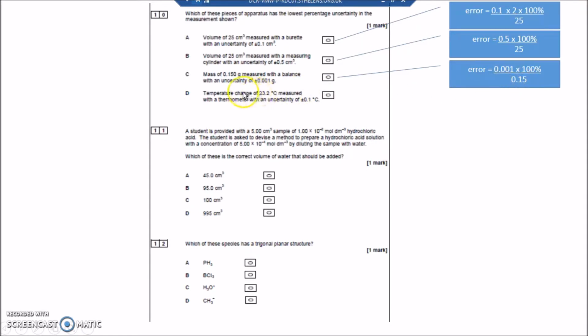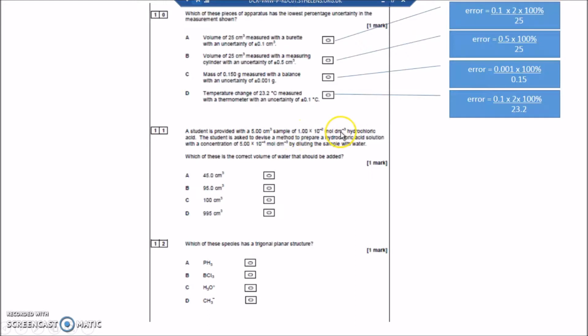Temperature change. So this time we've got a temperature change of 23.2. Now there's a temperature change, so that implies that you're measuring the temperature at the start and at the end and working out the change. So you're going to be measuring the temperature with a thermometer twice. So it's 0.1 multiplied by 2, because you're taking 2 readings, multiplied by 100% divided by 23.2. And the lowest value is the top one. The answer is A.